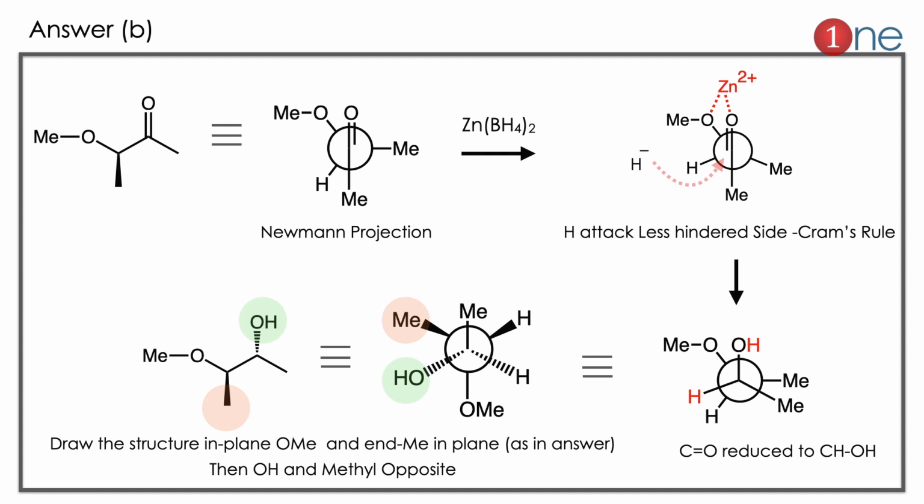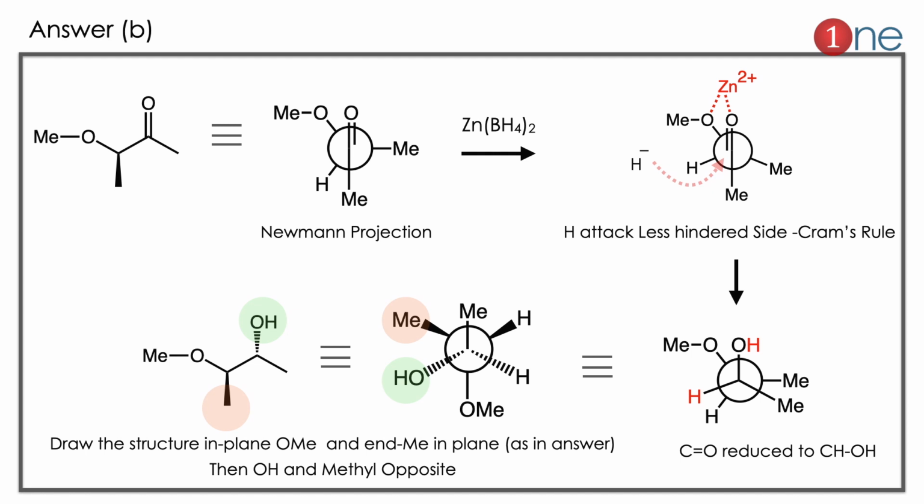Here your understanding comes completely from how you rewrite the structure for your final product. Here you rewrite to the staggered form where methyl and OH are opposite in the staggered position. The methyl and OH are above and below. If you rewrite to the normal form, you will have the methoxy group and methyl on the plane. H and methyl are opposite to each other. So the answer is clearly B.